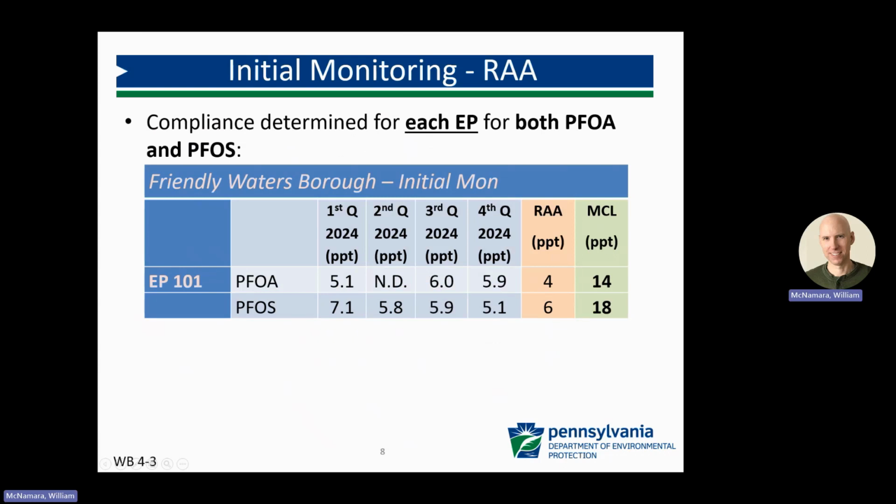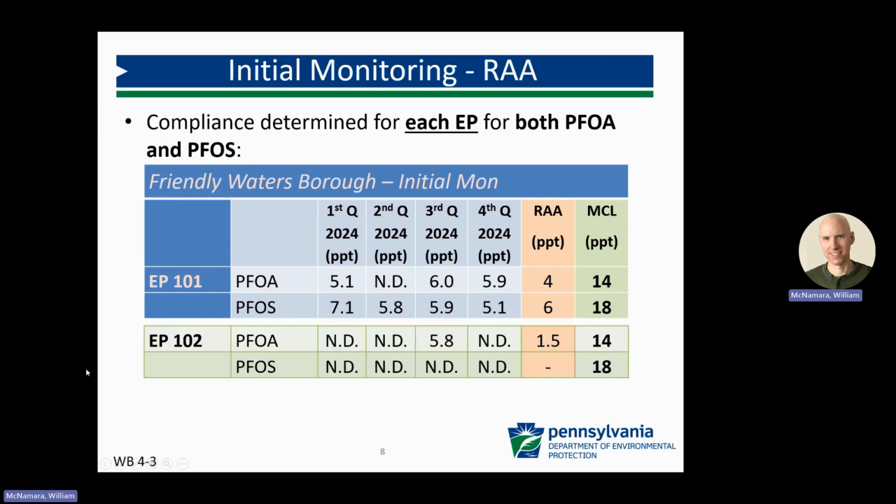But as we said, compliance is determined for each entry point for both PFOA and PFOS. So for the same example system, here's the data for PFOA again for entry point 101. And we've now also added the PFOS data in the bottom of the table here. So you can see they had all detections, but the running annual average is still below the MCL, calculated to 6 here. And this system has 2 entry points.